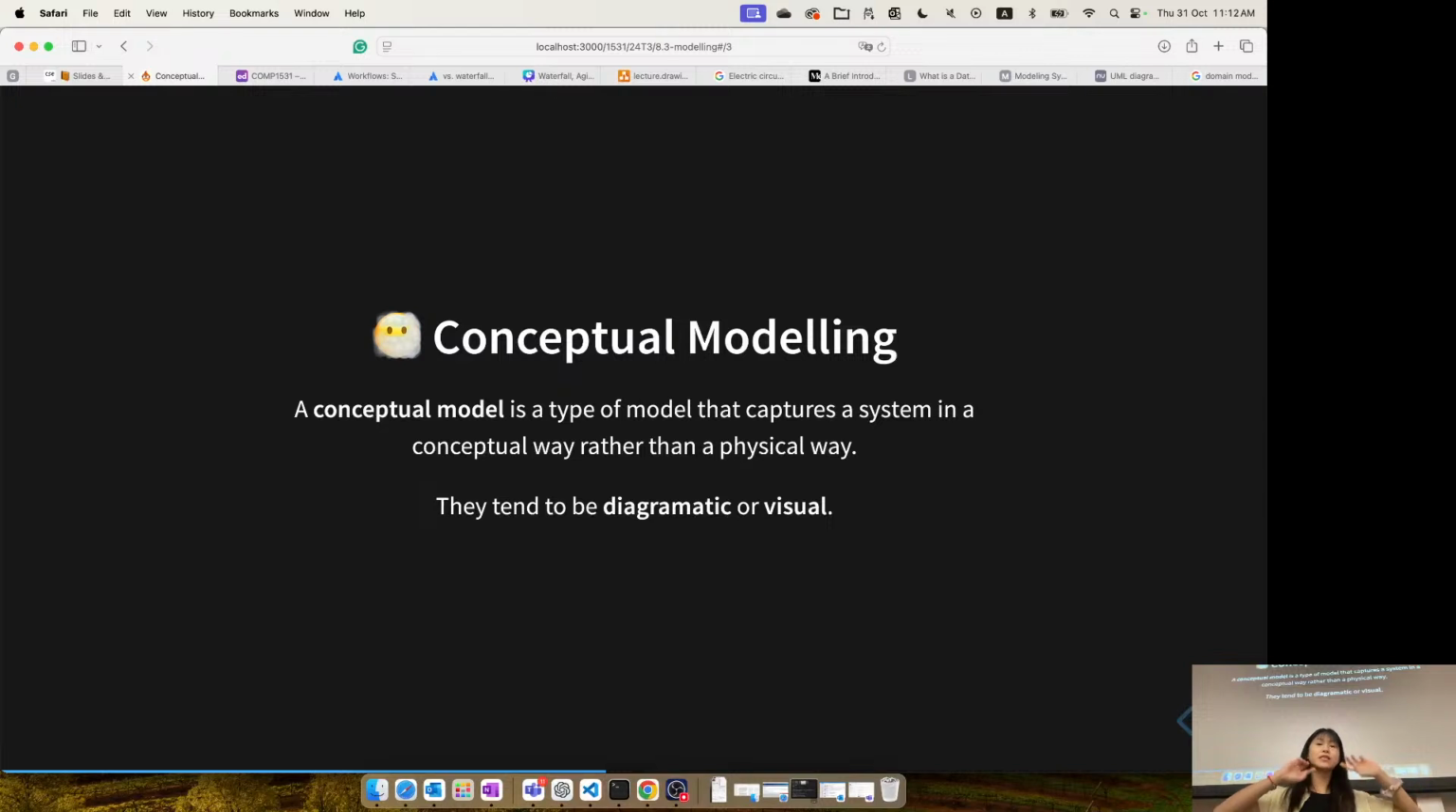A conceptual model, by definition, is a type of model that captures the system in a conceptual way rather than a physical way. We don't actually build, for example, a ship or a boat physically. We may draw it on paper, or use some system to model it, rather than building the physical ship and using it to communicate with all the stakeholders. We just have a model first. And they tend to be diagrammatic or visual, because natural language can sometimes be ambiguous and harder to understand. But if we describe the system visually, it's easier for all stakeholders to understand.